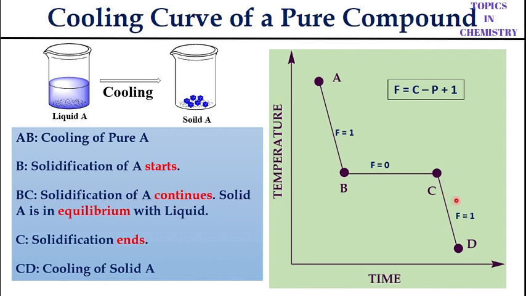After point C, you can see F is equal to 1. Why is F equal to 1? Here all of it is in the solid phase, so P = 1 and C = 1, giving 1 - 1 + 1, so F = 1. So again there is only one variable. The cooling of solid A depends on only one variable. With increase of time, the temperature gradually decreases, so it depends on the temperature variable. Okay, so this is the cooling curve of a pure compound.